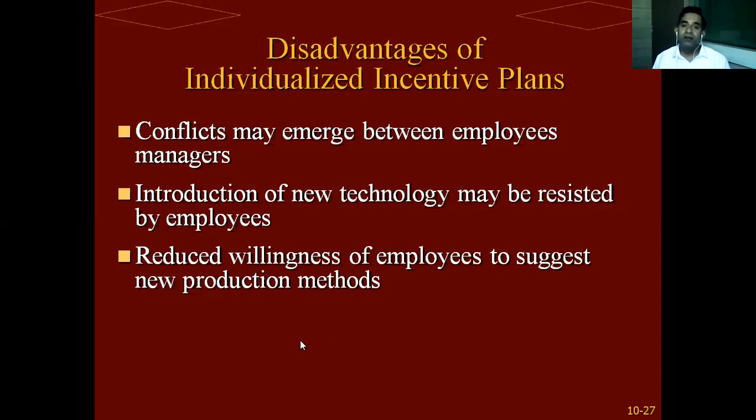Third, reduced willingness of employees to suggest new production methods. See what happens when employees are working under a certain method of production. There is an assembly line, you imagine. You have visited Tata Motors, where they manufacture the Tata Ace Zip, a mini goods carrier. I hope you have visited, right, students?